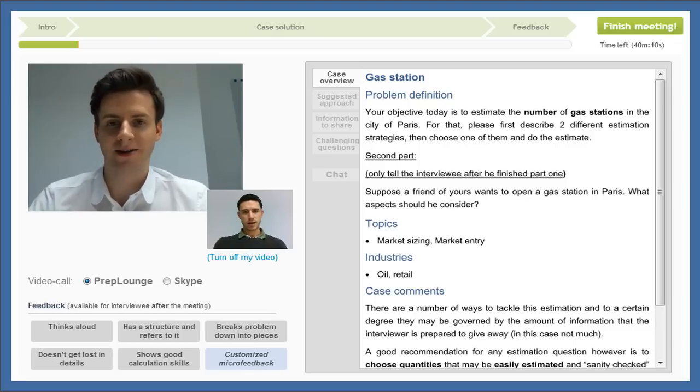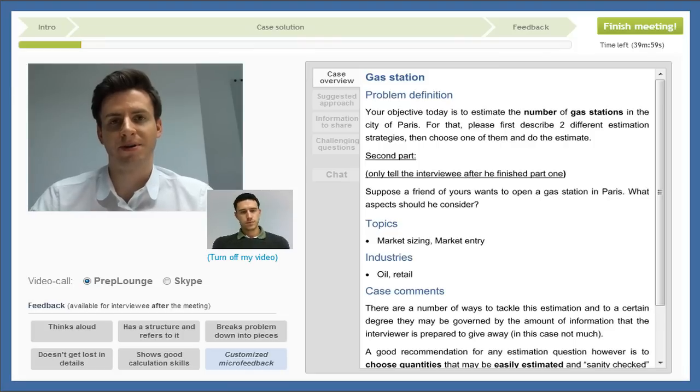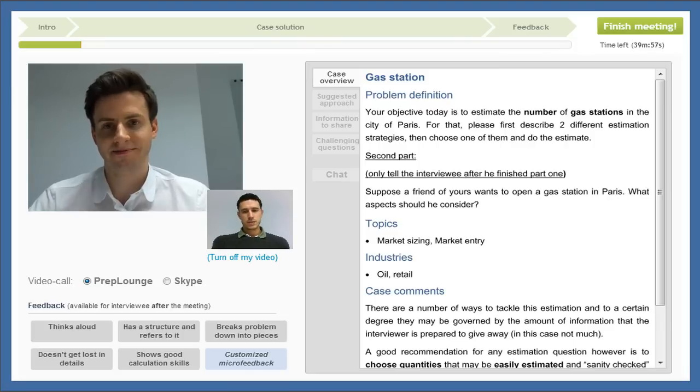Okay, great. Then I'd like to have a minute or two in order to broadly think of two strategies. And afterwards, I'd like to start with the most promising one and develop it in more detail, okay? Sounds good, yeah.